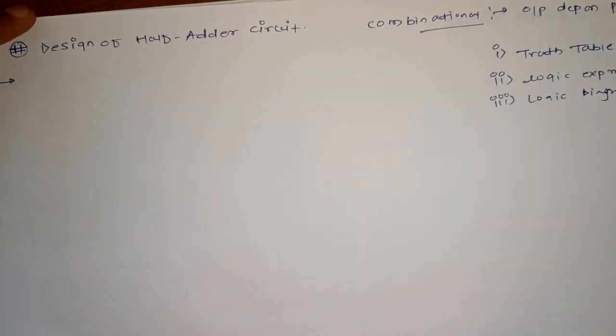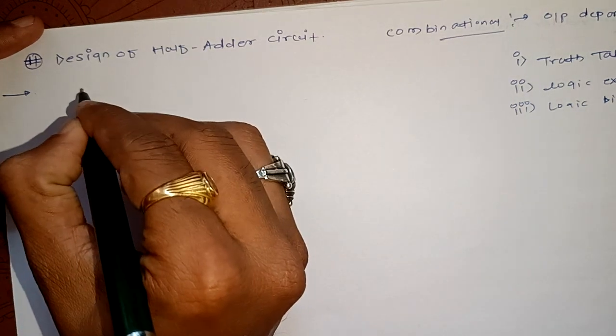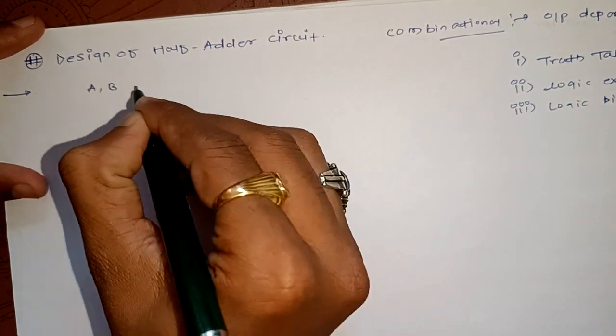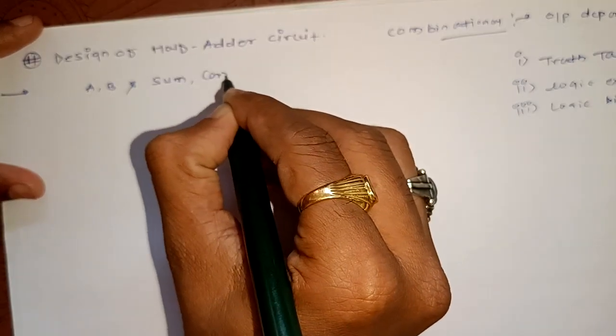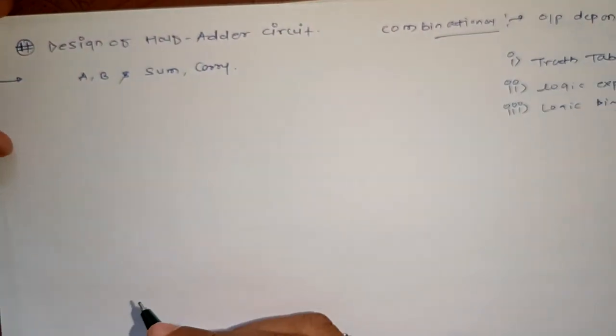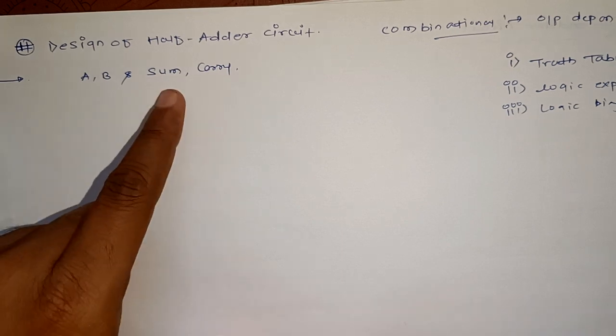Now, what is a half adder circuit? A circuit which adds two inputs, namely A, B, and it has two outputs, namely sum and carry. So a half adder is a combinational circuit that adds two inputs and produces two outputs, namely sum and carry.